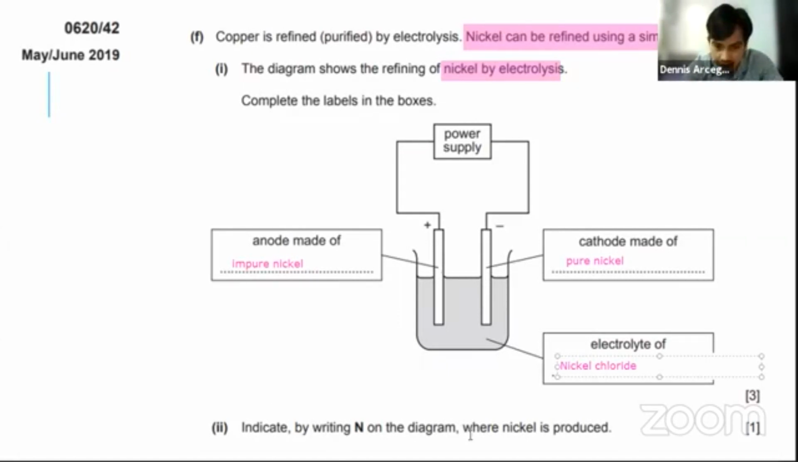Next, indicate by writing N on the diagram where nickel is formed. Nickel will be formed here at the cathode. Why? Because this is the impure nickel, so the nickel here will go to the electrolyte. Since nickel is a metal, it is a positive charge ion. The positive ion will be attracted to the negative electrode, so nickel will be attached to the negative electrode.